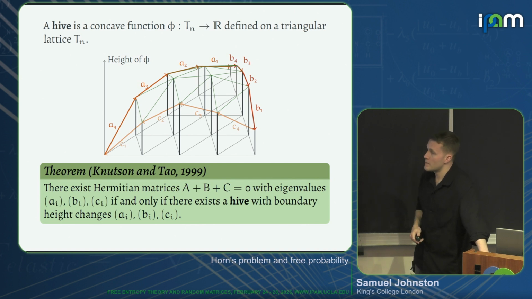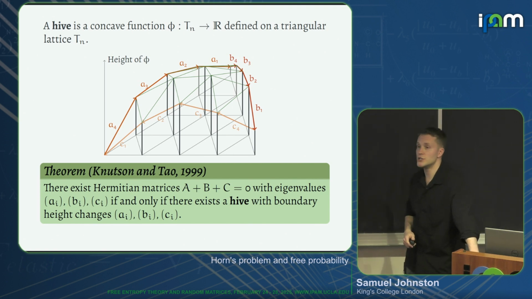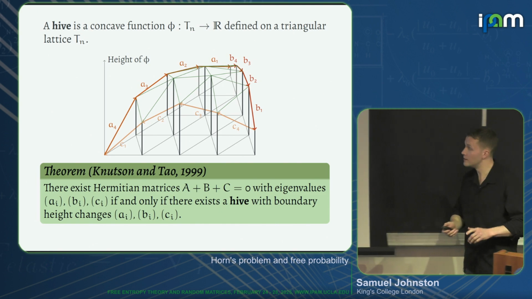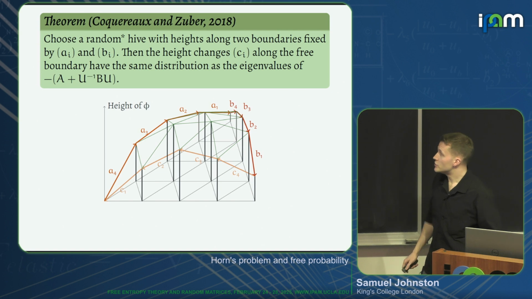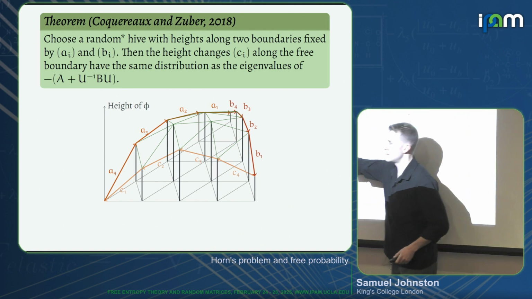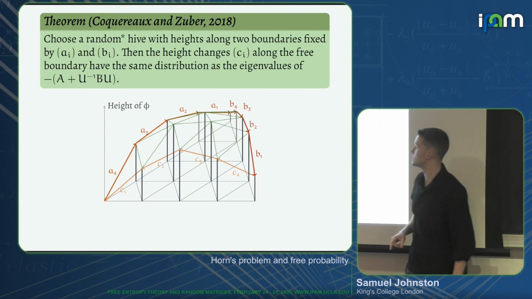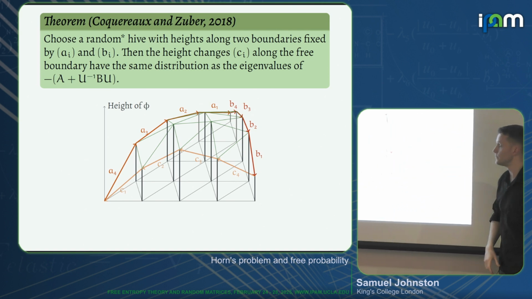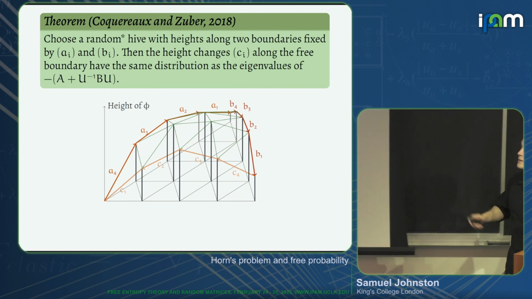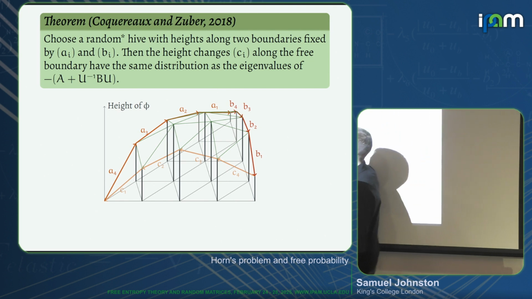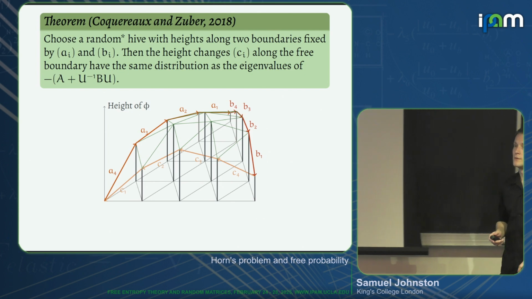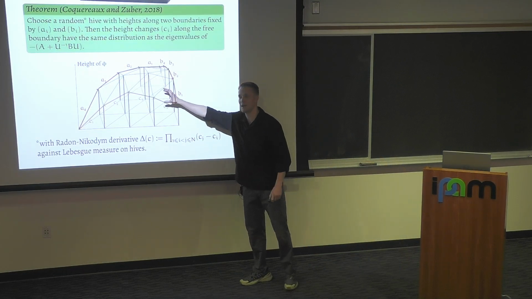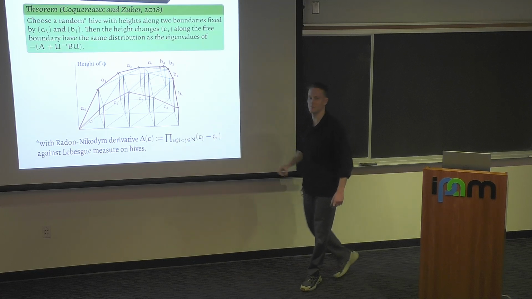Okay, so to relate this object to free probability and to get an idea of how free convolution emerges out of the Horn inequalities, I want to introduce a probabilistic version of this theorem that Harry mentioned, but due to Coquereaux and Zuber. They showed that if you choose a random hive in the right way, so you fix boundary height changes AI and BI along two of the boundaries of this shape, and then you choose a random hive in the right way, the random height changes you get on the remaining boundary have the same law as the eigenvalues of a sum of independent random matrices A and B with eigenvalues AI and BI. Yes, so that's where this star comes in. You choose a hive uniformly at random, and then you bias whatever choice you have by this Vandermonde factor.